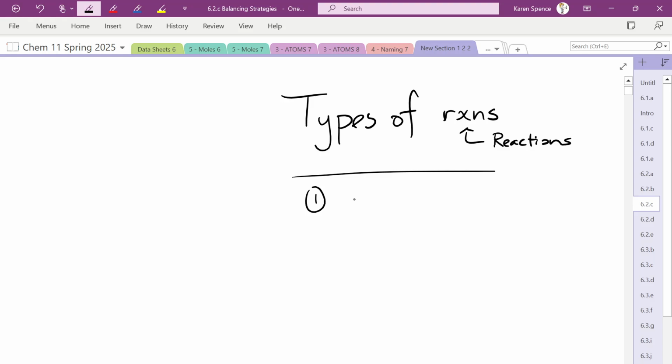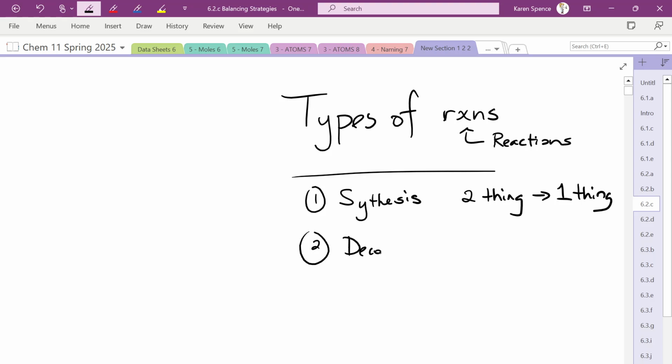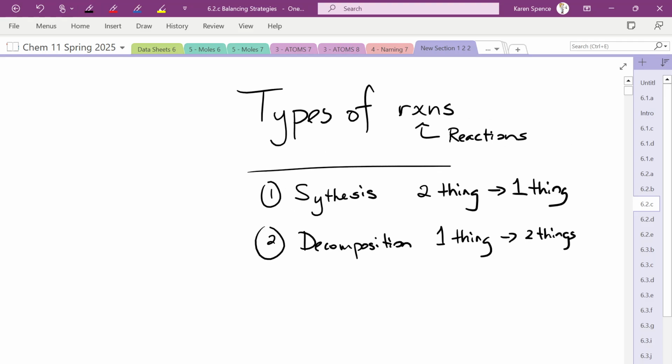Number one is synthesis. So you have two things going to one thing. What's the opposite of synthesis? Decomposition. That's going to be where you start with one thing and you go to two things or more. So we have synthesis, decomposition. Those are the opposites of one another.